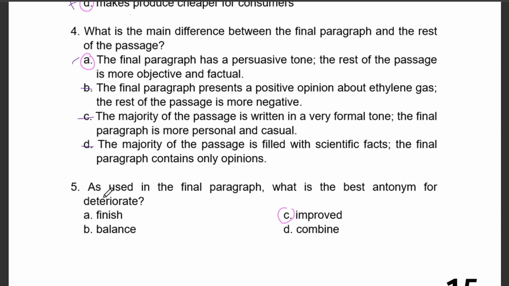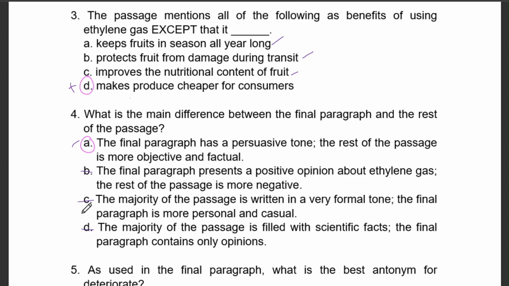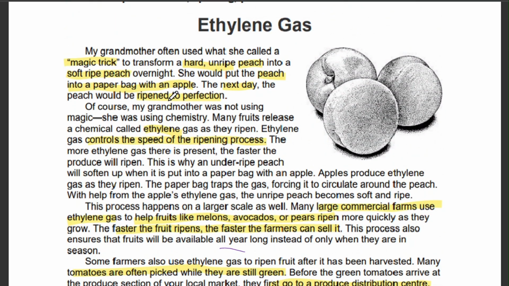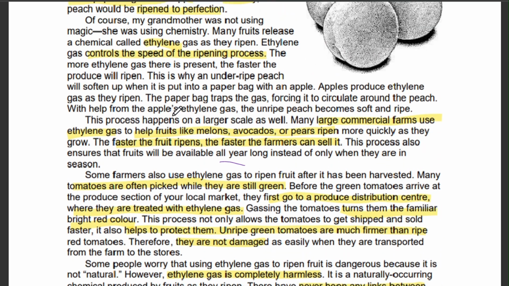Question 5. As used in the final paragraph, what is the best antonym for deteriorate? A. Finish. B. Balance. C. Improve. D. Combine. The correct answer is C. Improve. Deteriorate means something is getting worse. So the opposite of that is to improve, which means to get better.